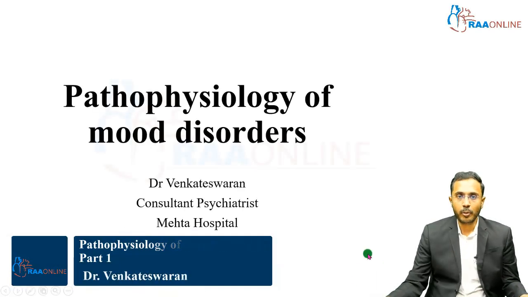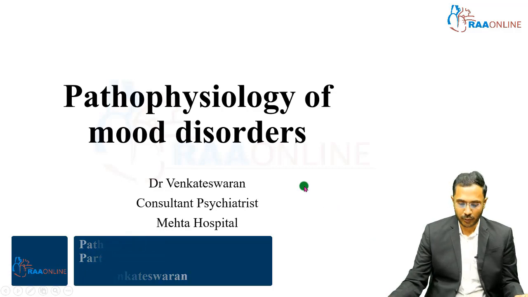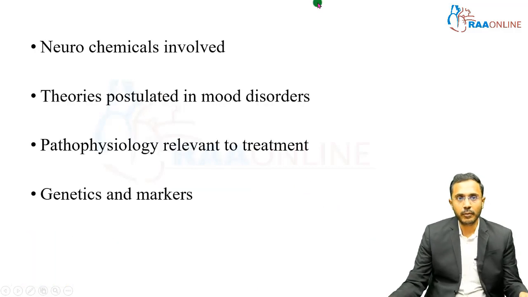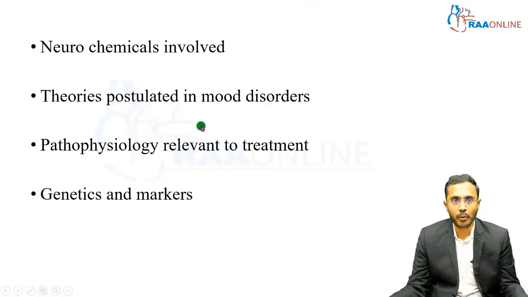Today we will be discussing the pathophysiology of mood disorders. So in this heading we will see what are the neurochemicals involved in mood disorders, what are the theories postulated in the etiology of mood disorders, pathophysiology relevant to treatment, that is antidepressants and mood stabilizers, and genetics and markers related to mood disorders. So we will go into the topic.